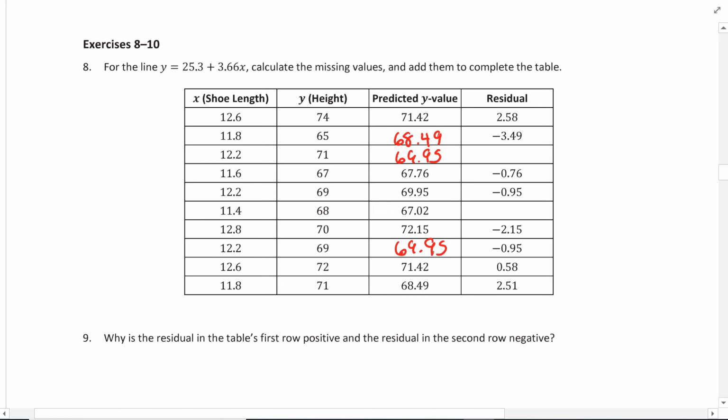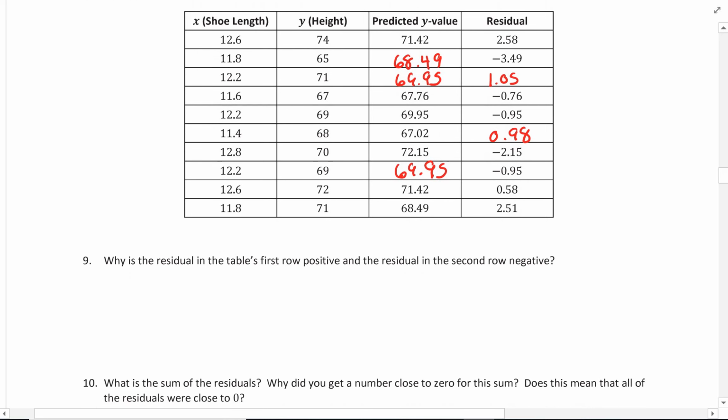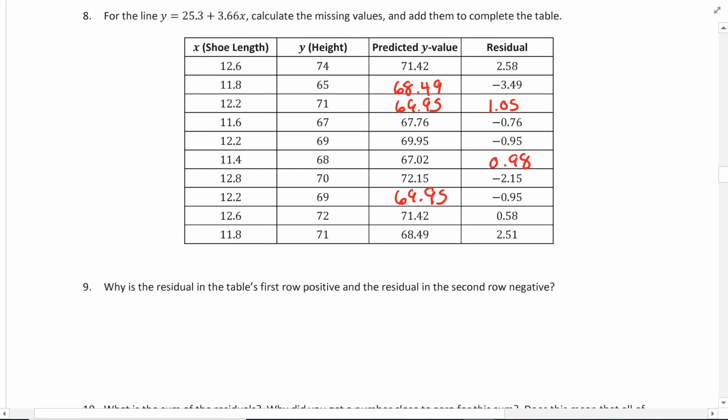And then the residuals are 1.05. The residual is 0.98. And that's it. Now, why is the residual in the table's first row and the residual in the second row negative and positive? Well, let's take a look.